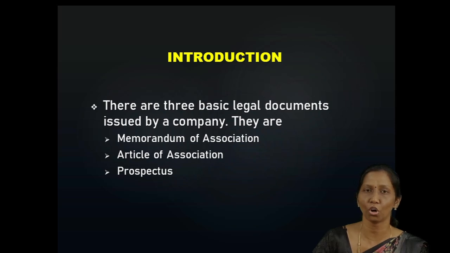First, we will see the basic documents required for a company to register. Before the promotion, three basic legal documents are required. The first one is Memorandum of Association, the second one is Articles of Association, and the third one is Prospectus. So these are the three basic legal documents issued by a company.